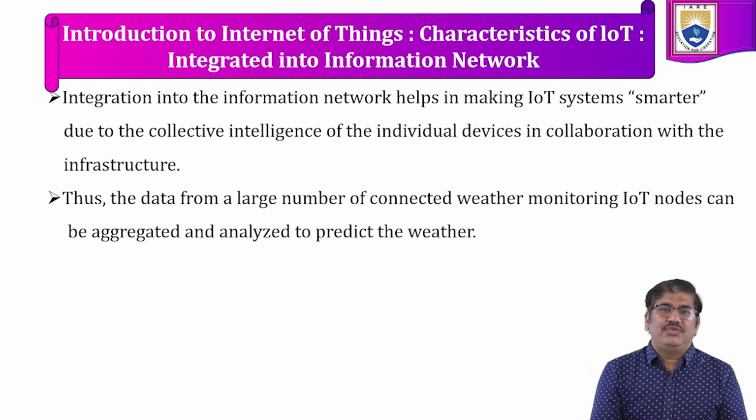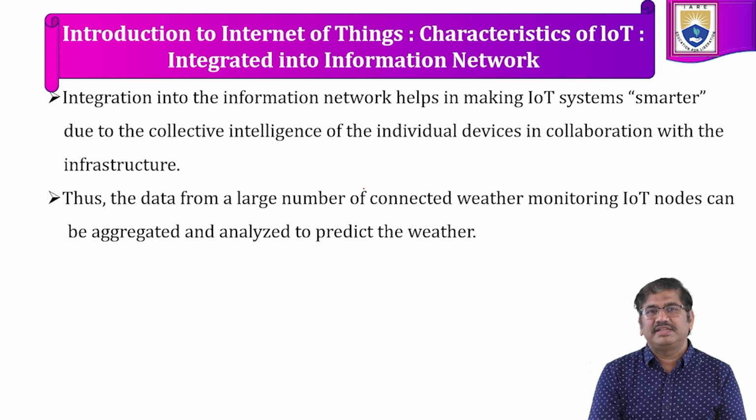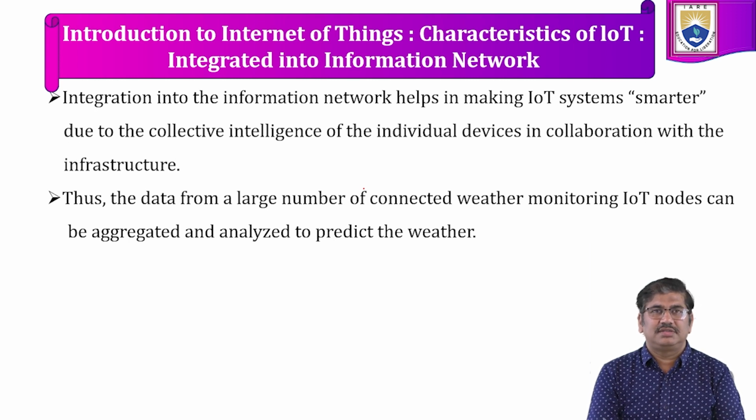Integration into the information networks helps in making the IoT system smarter due to the collective intelligence of the individual devices in collaboration with the infrastructure. Thus, with data from a large number of connected sensors for weather monitoring, the IoT nodes will take the aggregate of all the sensor data from the various sensors and analyze it to predict the weather conditions.